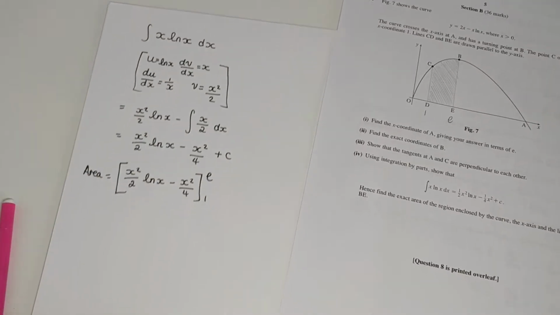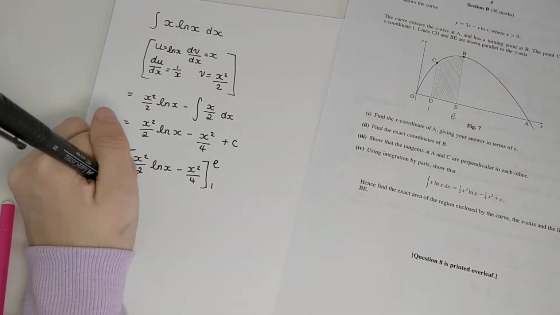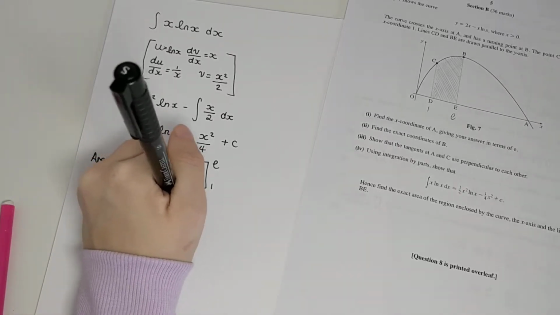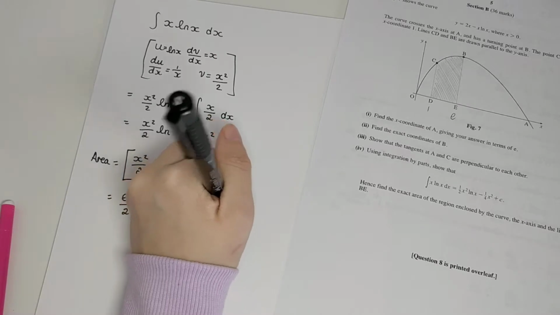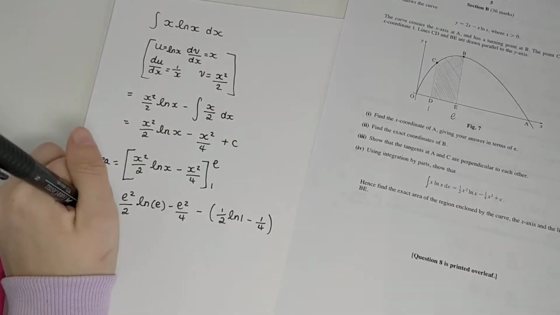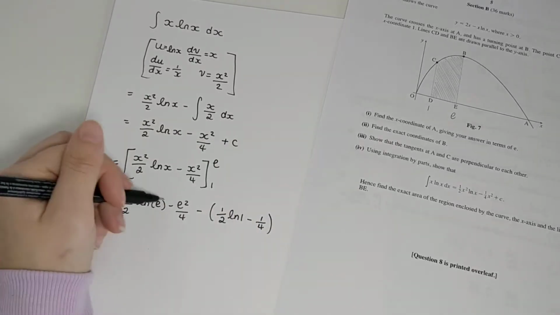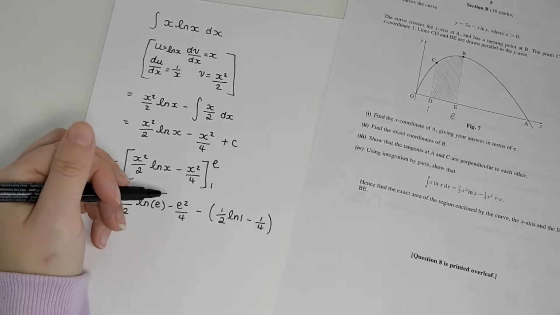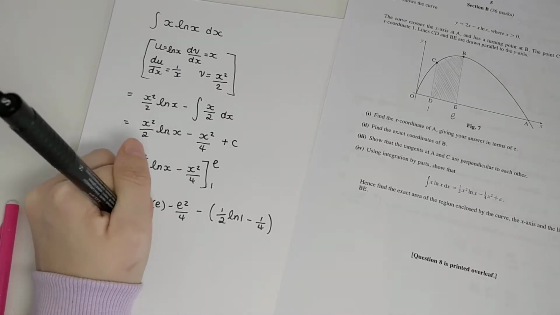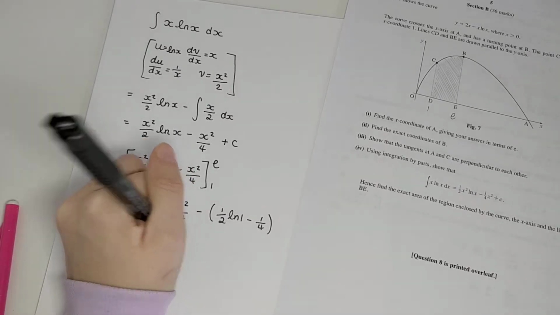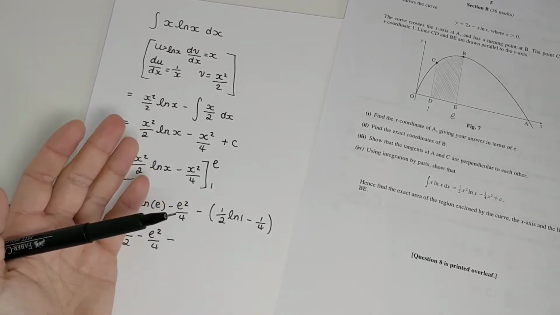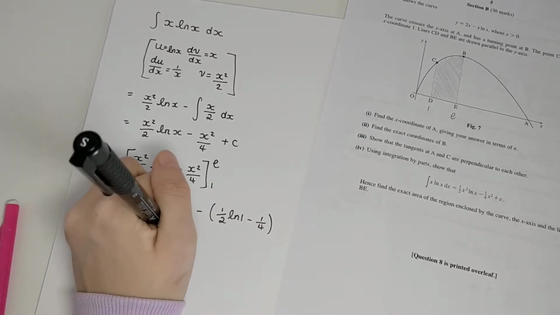Between 1 and e. So e squared over 2 log e minus e squared over 4 minus half log 1 minus a quarter. Log of e is 1, because e to the power of something equals e would have to be 1. So we've got e squared over 2 minus e squared over 4. Log of 1 is 0, because e to the power of something to make 1 would have to be 0. And then I've got a plus quarter.